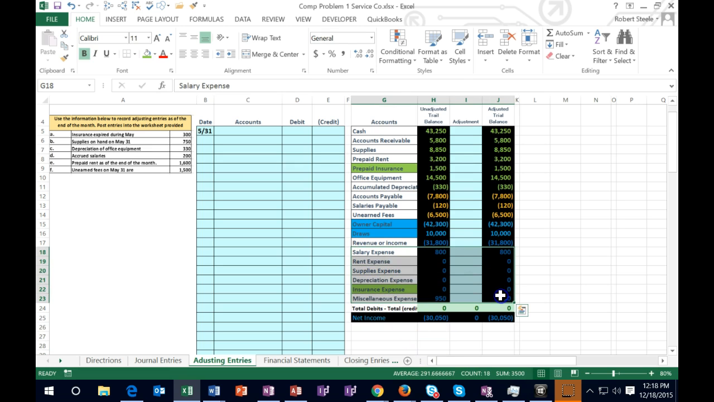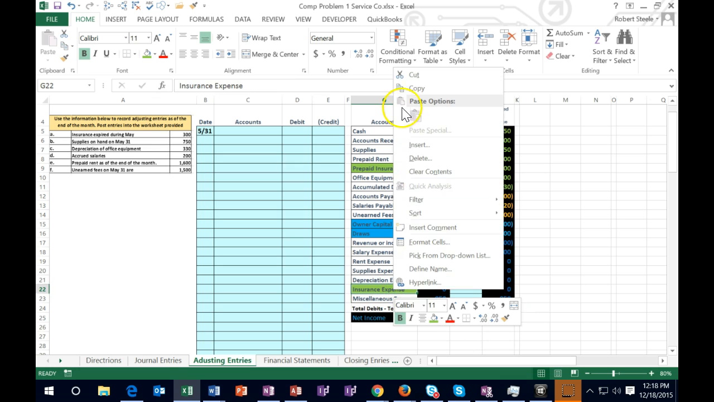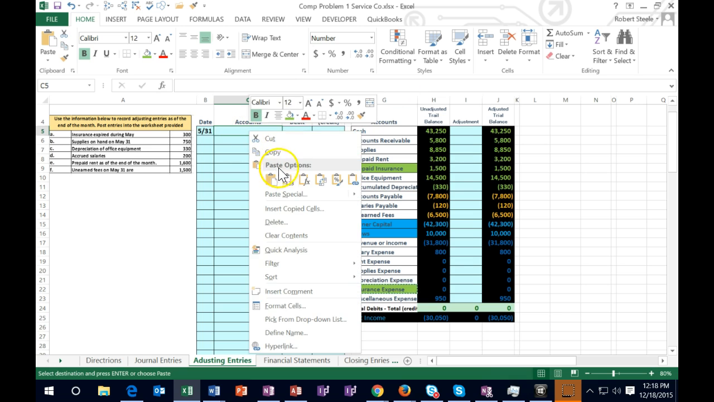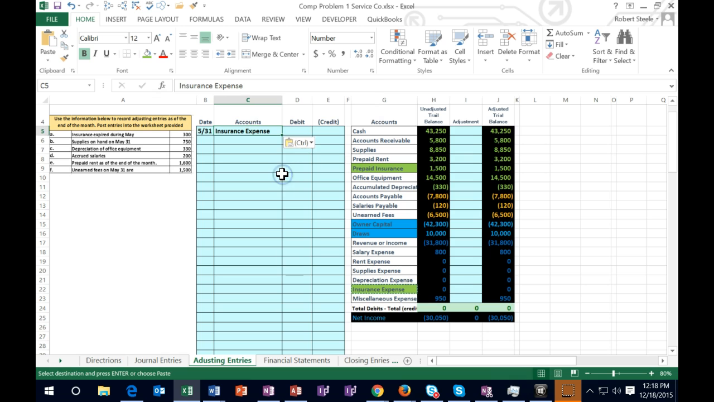Like all these expense accounts, they generally only go up. They all have debit balances. And how are we going to make it go up? Well, we're going to do the same thing to it, which in this case will be another debit. So I'm just going to copy this, put it in cell C5, right click and paste it 1, 2, 3. That's going to be our debit.